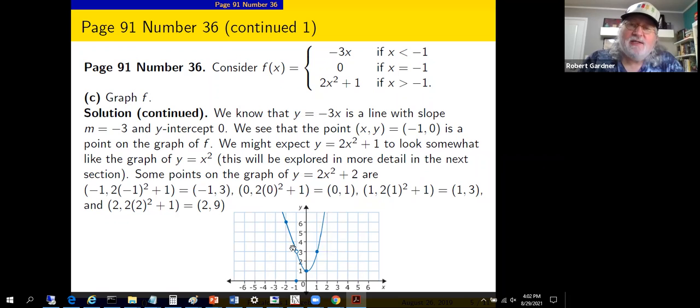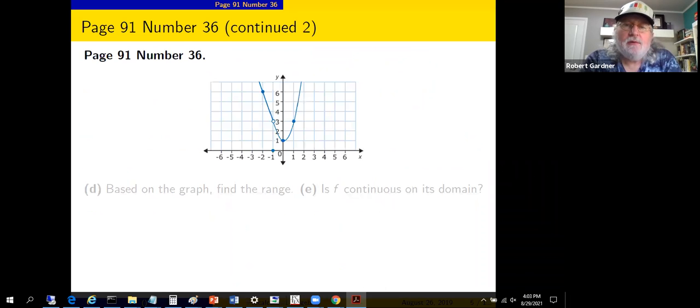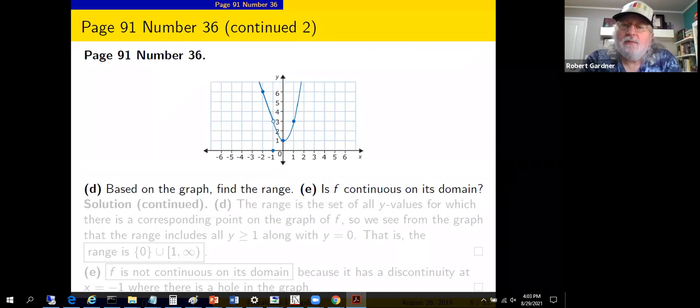But we've got a straight line segment for this piece. We've got a single point right there for the middle piece. And we've got this thing here that's shaped a lot like x squared for the rest of it, for the 2x squared plus 1. A single function, 3 pieces, and there's its graph. Well, if we've got the graph, now we can talk about range, and they ask us about extrema as well. Oh, no, they ask about continuity.